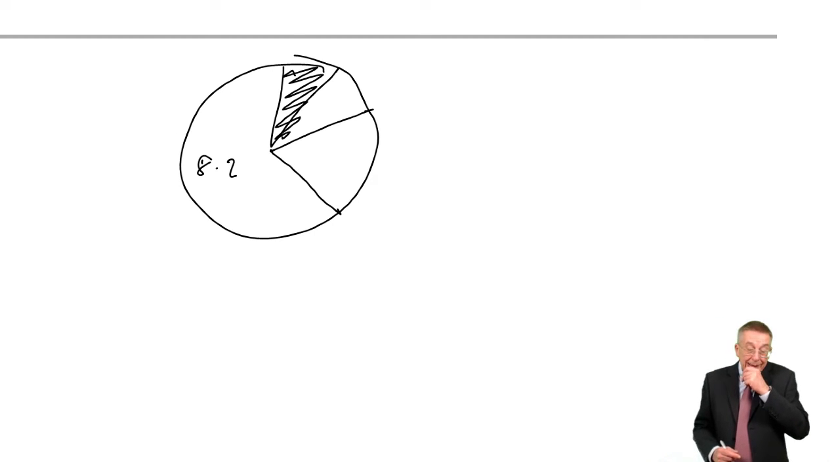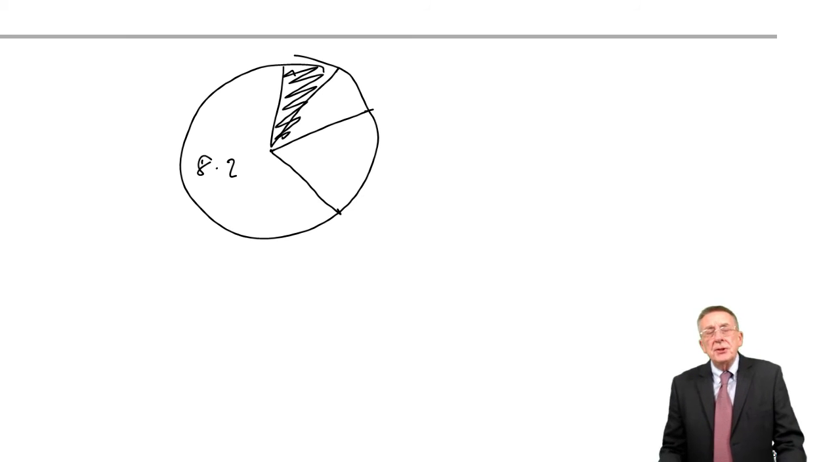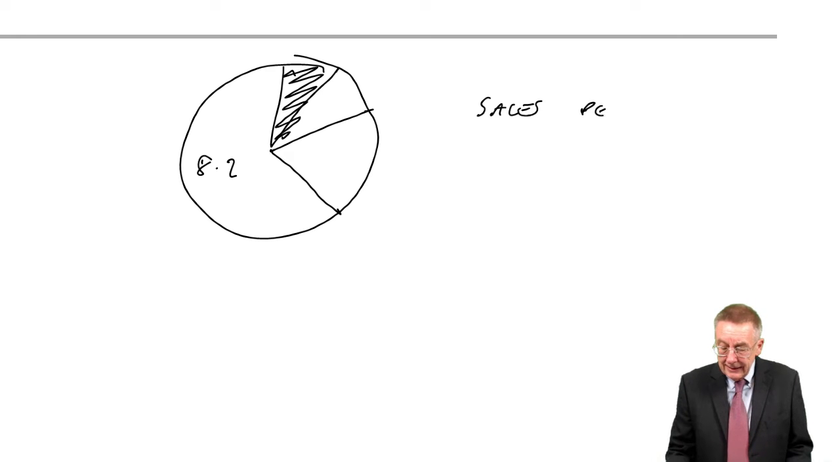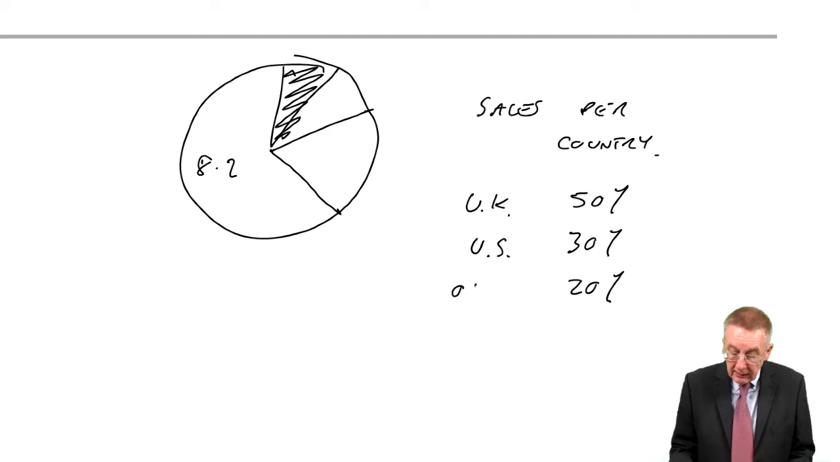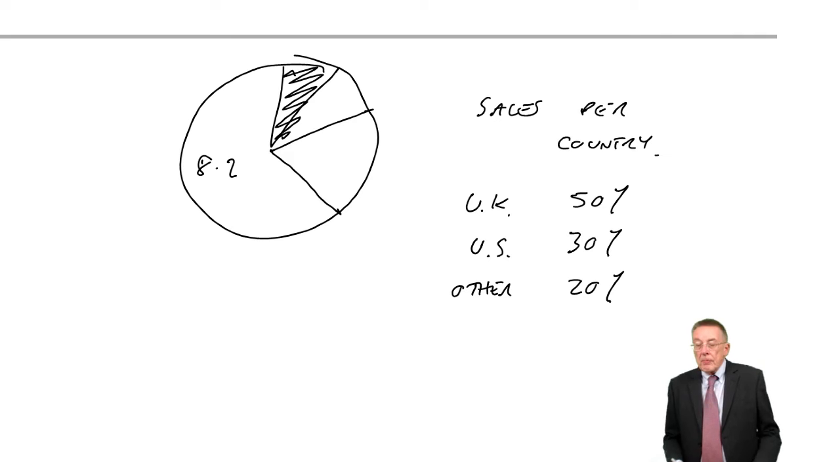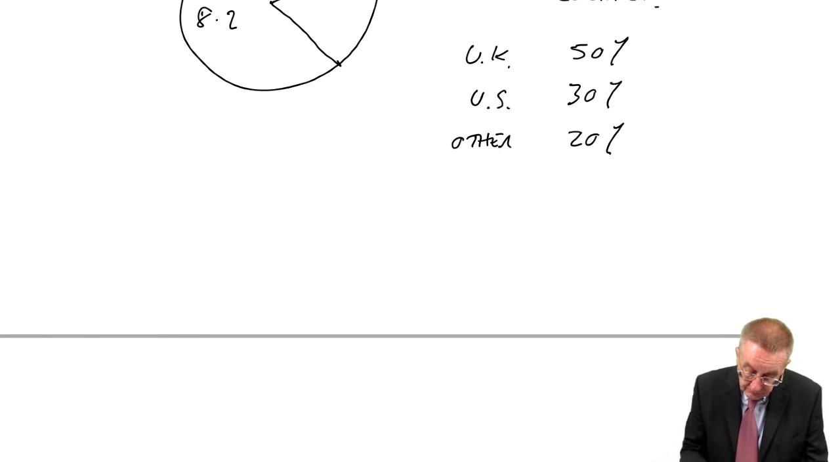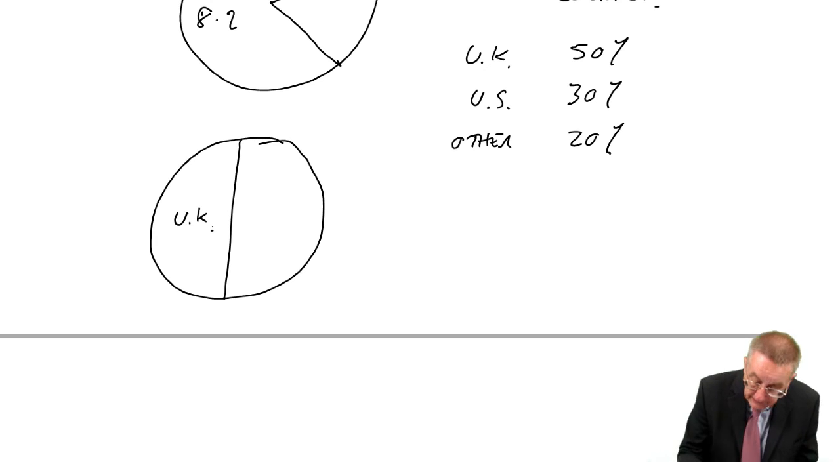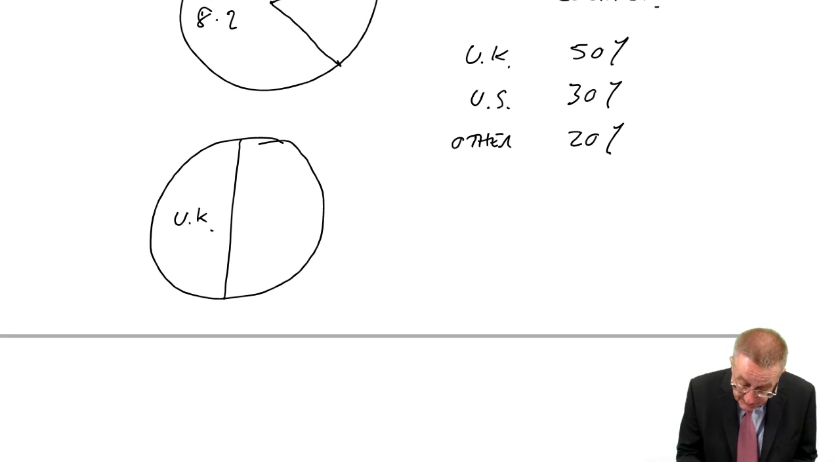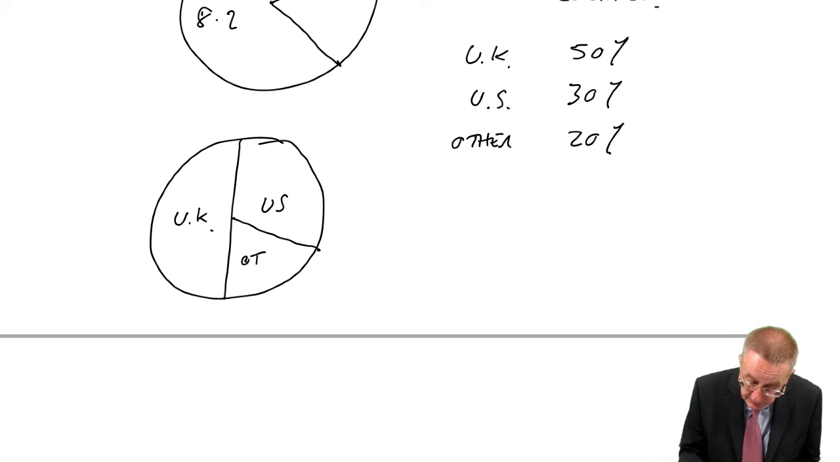Now, one thing they can test you on, without again having you draw one, is suppose I was doing sales per country, and I told you that the UK had 50% of our sales, 30% to the US, and the other 20% I'll say are other. Well, how would we draw the pie? UK is 50%, so they would be half of it. US is 30%. And other, the remaining 20%.